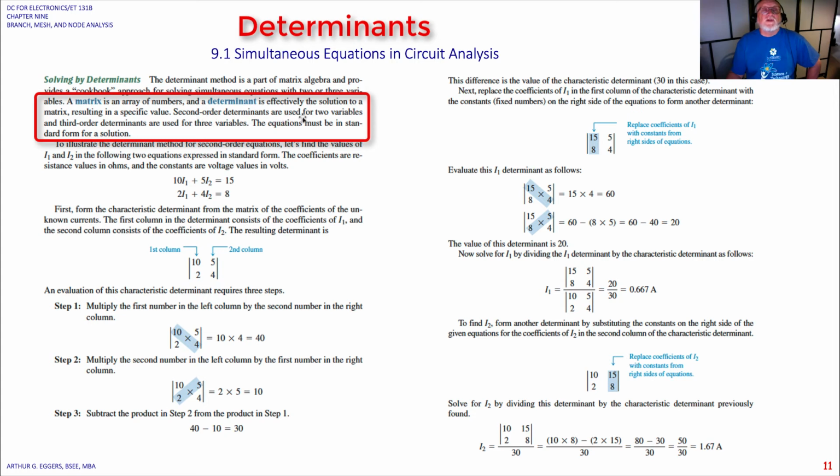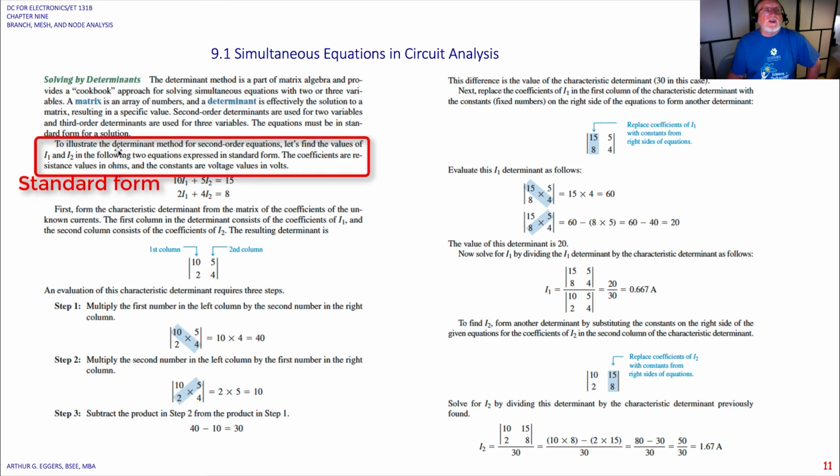Second-order determinants are used for 2 variables. Third-order determinants are used for 3 variables. So everything that you see here on this page is a second-order, 2 by 2 matrix. The equations must be in standard form for the solution. So the first thing you have to do, depending on how you get the equations initially, is put them in standard form.